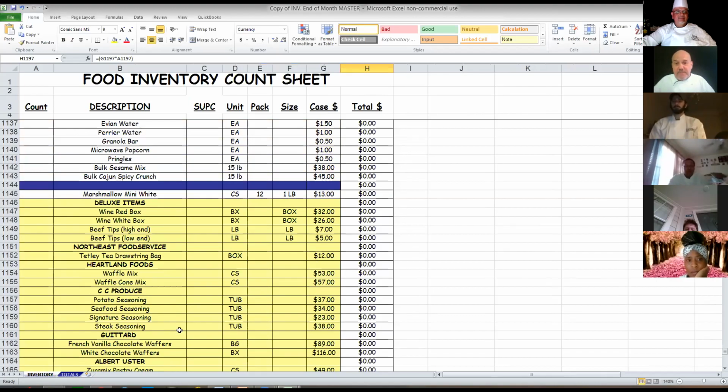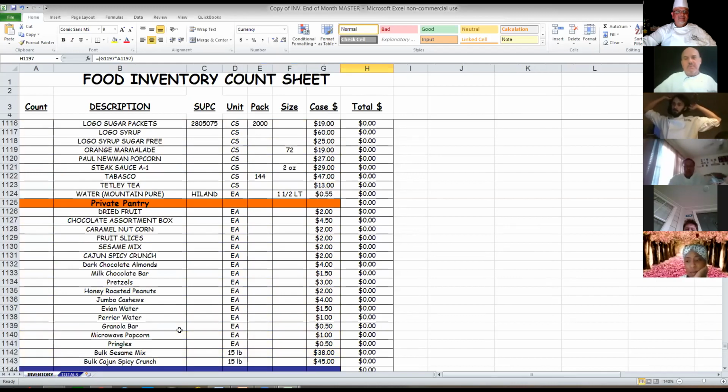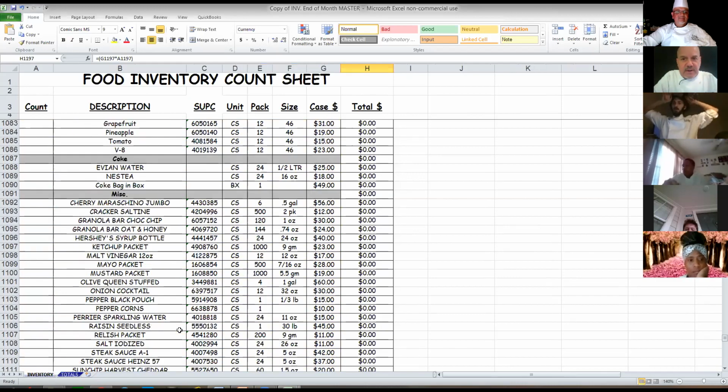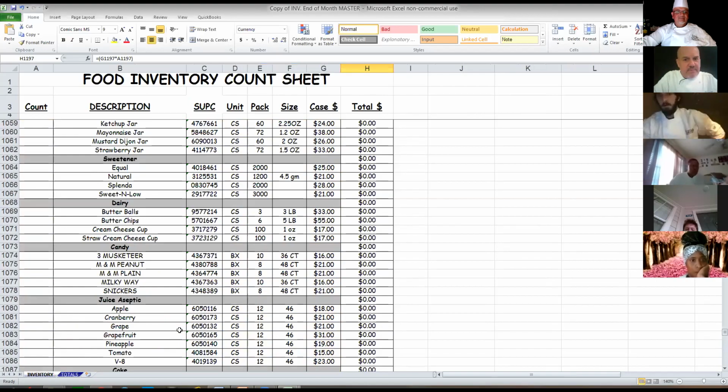Just like all the salt and pepper and sweet loaves and all that junk in the dining room, it's kind of the same principle. Save the time counting. Assume a certain number every month. Write that number in there. Call it good.